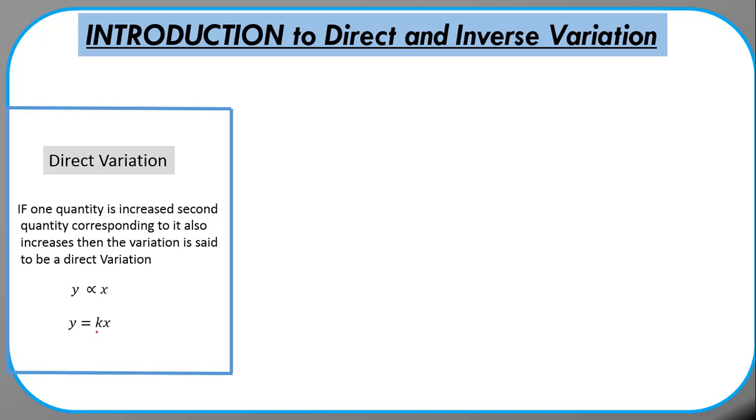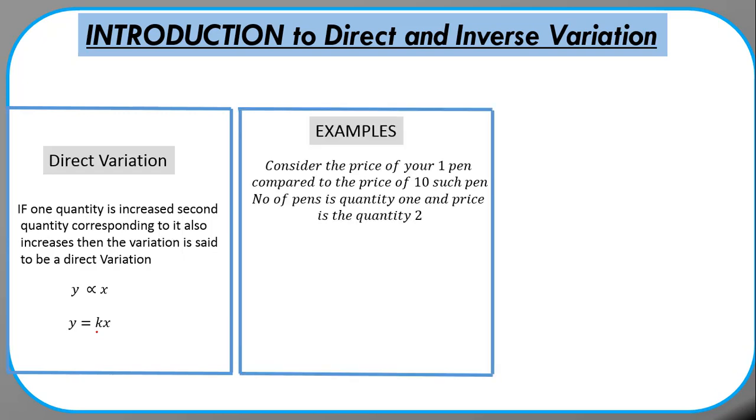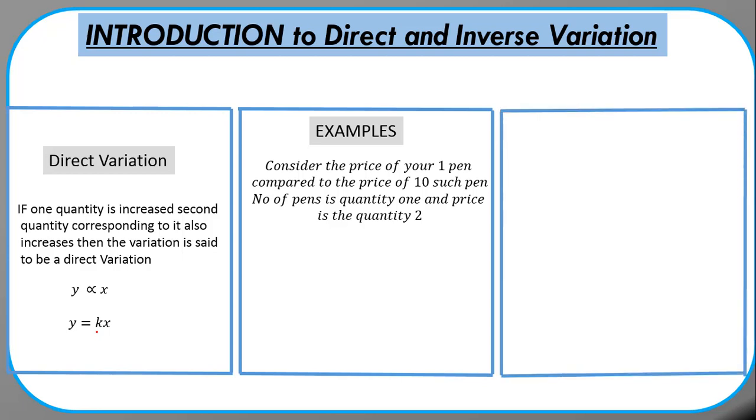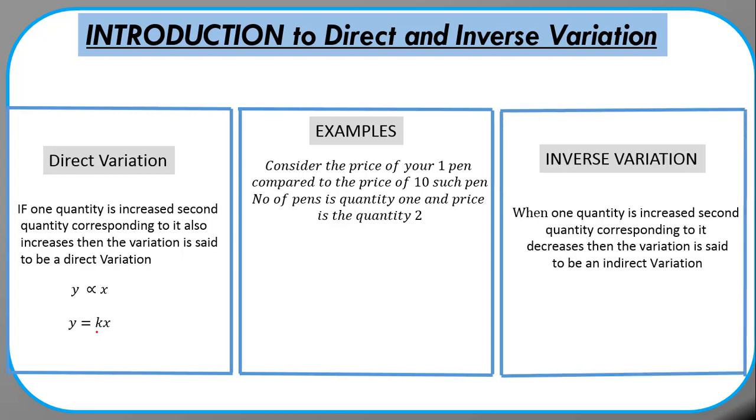over here. For example, students, consider the price of your one pen compared to the price of 10 such pens. If the number of pens increases, their price will also increase. Such variation is the direct variation. However, in inverse variation, students, when one quantity is increased, the second quantity corresponding to it will start decreasing, and such kind of variation is called inverse variation.